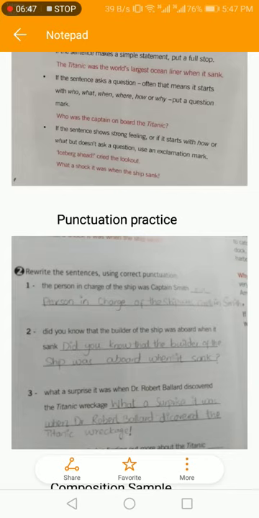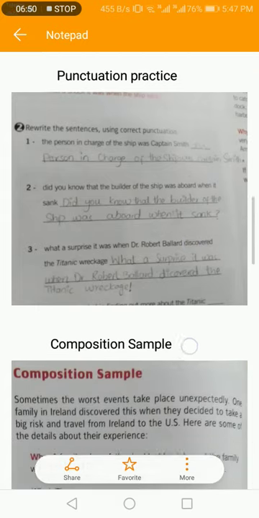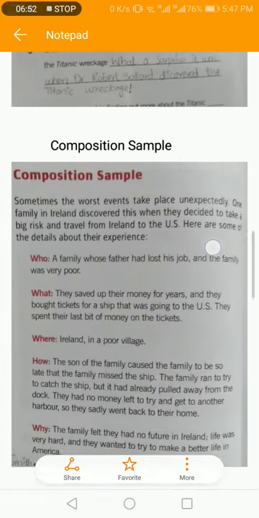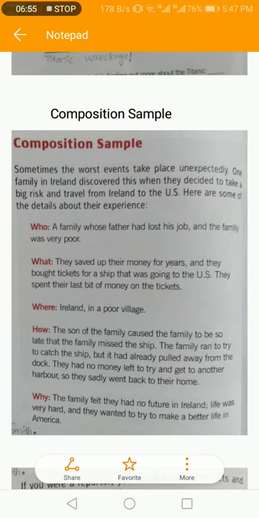So these are the punctuation practice. Okay, now we have a composition sample. Sometimes the wars even take place unexpectedly. One family in Ireland discovered this when they decided to take a big risk and travel from Ireland to the US. Here are some of the details about their experience.